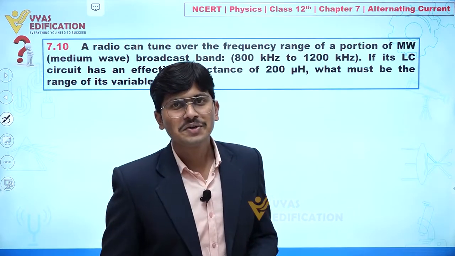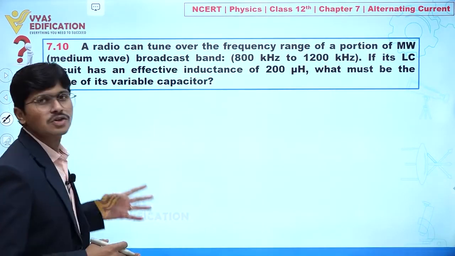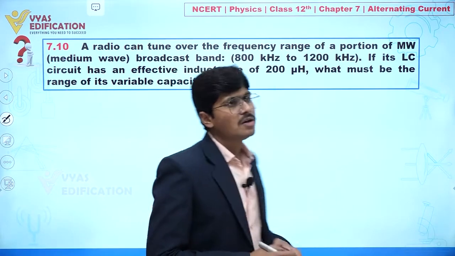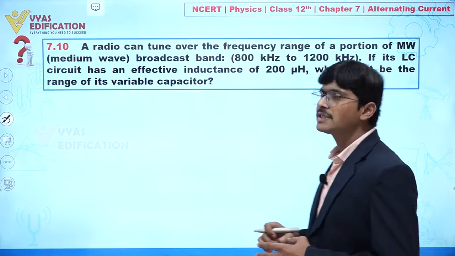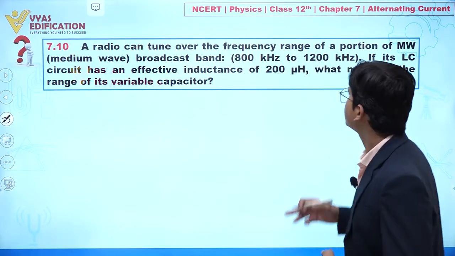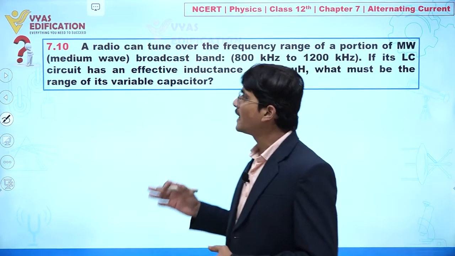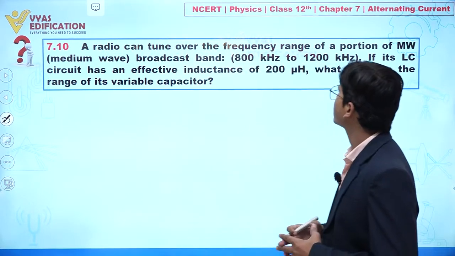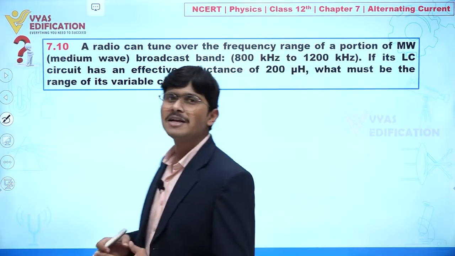Now student, we are going to discuss this question. This is question number 7.10. A radio can tune over the frequency range of a portion of the medium wave broadcast band, 800 kHz to 1200 kHz. If an LC circuit has an effective inductance of 200 microhenry, what must be the range of its variable capacitor?